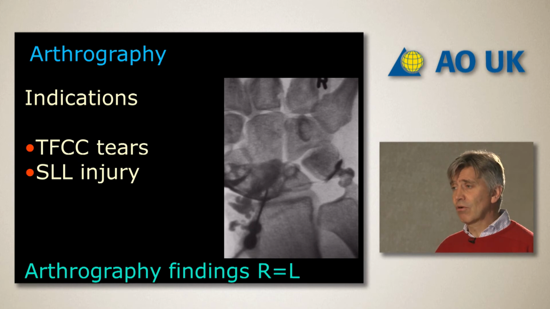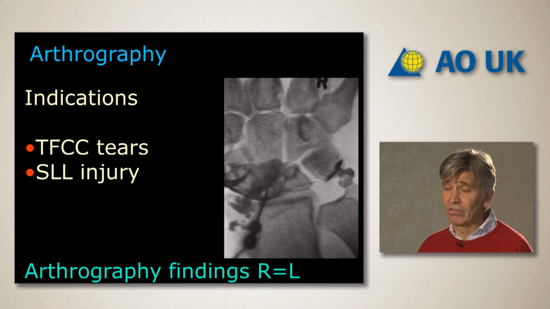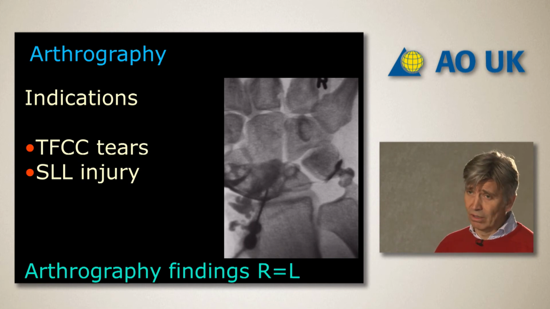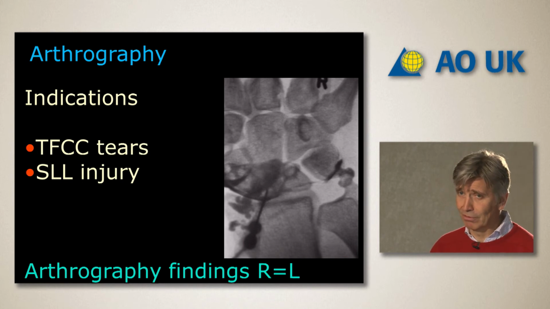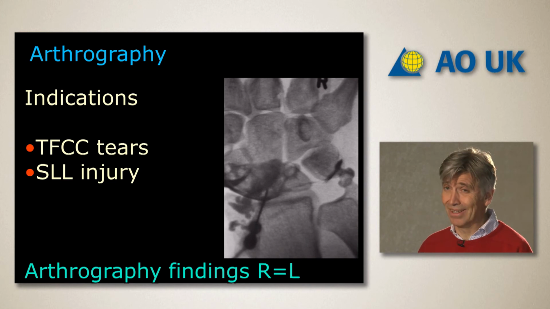You can then perform arthrography, and this is very good for soft tissue things like TFCC tears and scapholunate tears. And we now use arthrography in conjunction with both MR and also CT. But don't forget the original arthrography findings. Sometimes you can find the similar findings that you find in your pathological wrist to your unpathological wrist, so it's a bit like the X-rays.